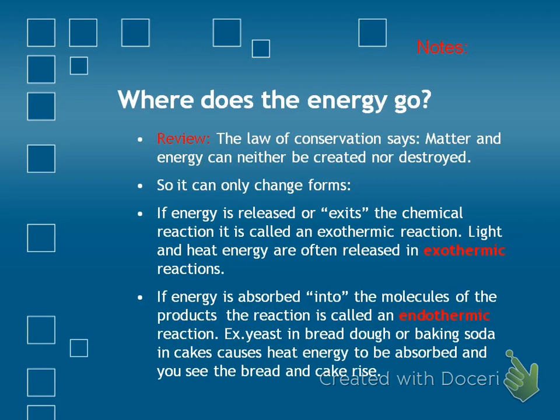So that energy that was absorbed into the molecules of the cake and the bread, then that energy is released through the process of digestion as your cells are able to take those carbohydrates and convert them into energy. So you might measure or observe an endothermic reaction by, again, using a thermometer and noting that the starting temperature begins to go down as energy is absorbed into the chemical reaction.